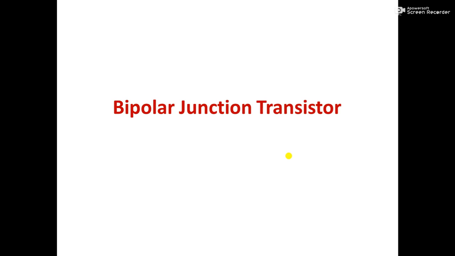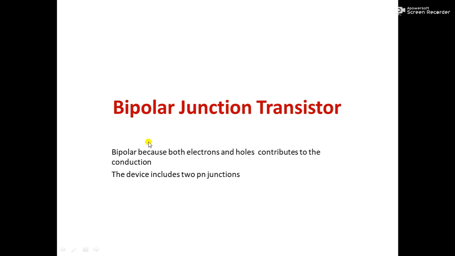Hello students, today's topic is bipolar junction transistor. In bipolar junction transistor, these three terms come. The first term, bipolar, comes because both electrons and holes contribute to the conduction. The second term, junction, comes because the device includes two p-n junctions, and the third term, transistor, comes from transfer resistance. And thus the name bipolar junction transistor, in short BJT.